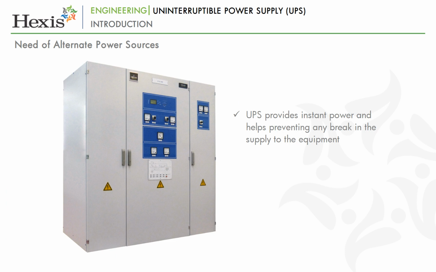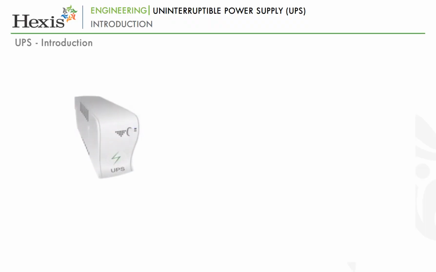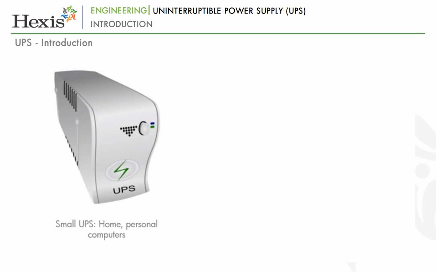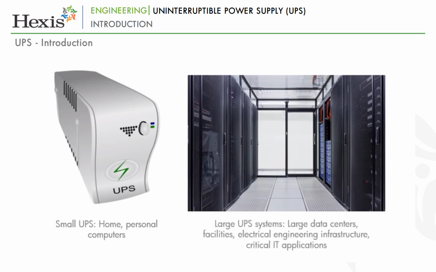It prevents sudden interruptions in the main power supply or power input by means of one or more connected stored energy sources, which could be batteries or flywheels connected to diesel generators. You all must have seen the UPS used at home for providing battery backup to the personal computer as shown on the screen. UPS used for larger applications serve the same purpose but are much bigger in size and may be used in different configurations to provide power backup to the various loads like large data centers, facilities, electrical engineering infrastructure, and other critical IT applications.